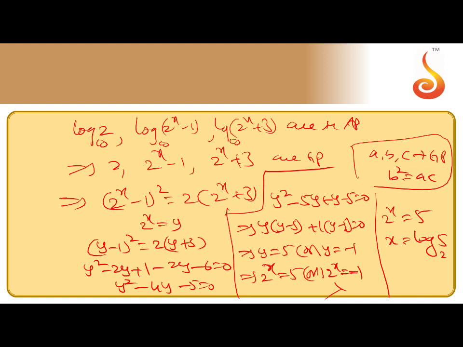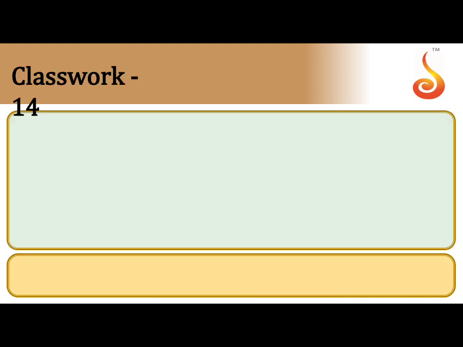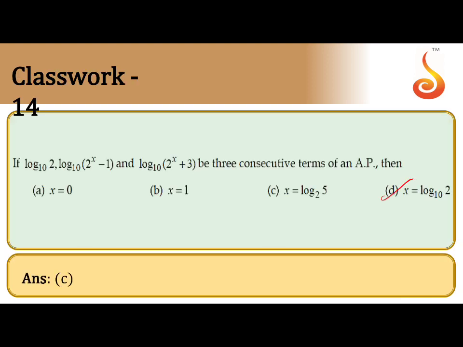So I hope you understand this one. First of all, the logs of the numbers are in AP, so the numbers will be in GP. Take the GP condition B square equal to AC. Use the property B square equals AC, and assume that 2 power x equals y and get a quadratic equation in y and solve for y. We got y as 5 and y equal to minus 1. So y is nothing but 2 power x. 2 power x should not be negative, so you can't take this value. 2 power x is 5 and x equals log 5 base 2. That is the answer. Check the answer. Option C, log 5 base 2, is the correct answer. I hope you understand.